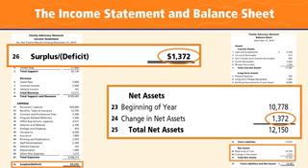So if you operate at a surplus on your income statement, you increase your net assets on your balance sheet. If you operate at a deficit or lose money on your income statement, you decrease the value of your net assets on your balance sheet.